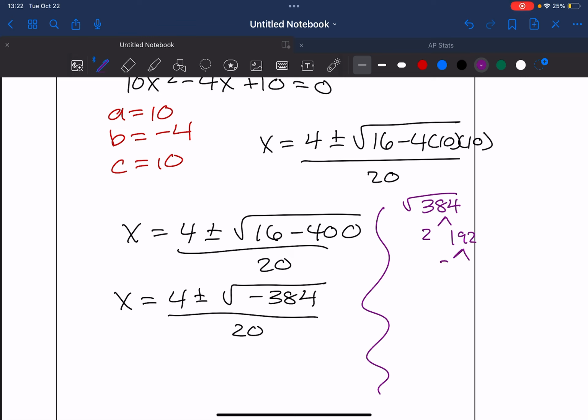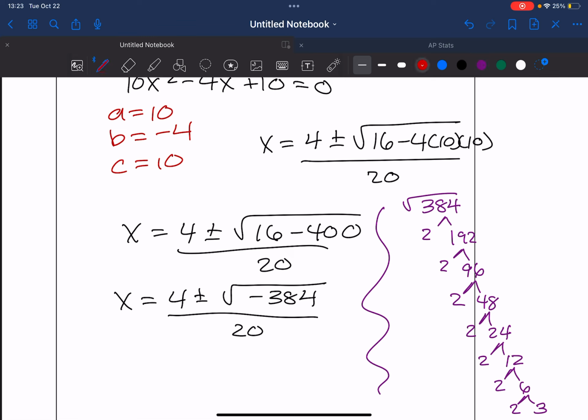192, divided by 2 gives us 96, divided by 2 gives us 48, divided by 2 gives us 24, divided by 2 gives us 12, divided by 2 gives us 6, divided by 2 gives us 3. Notice how we ended our tree because we ended on a prime number.